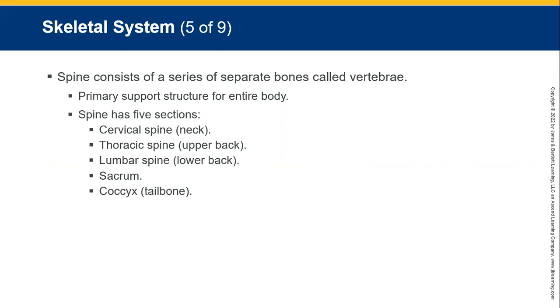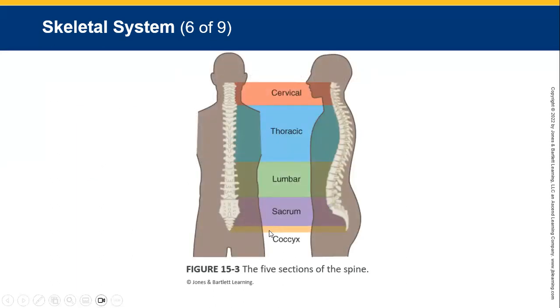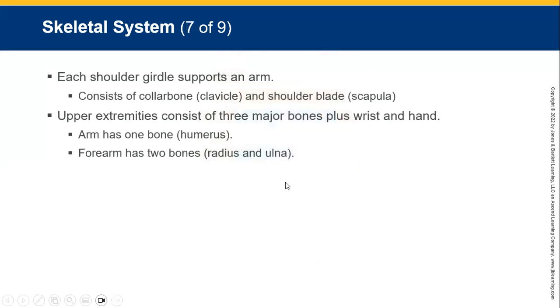The cervical spine, C1 to C7, thoracic spine or upper back, T1 to T12, lumbar spine, L1 to L5, lower back, sacrum are fused, 1 to 5, the coccyx or tailbone is fused, and they're 1 to 4 normally. There's a good picture of it in the alignment. You need to know the order in which they come. Remember, thoracic bones, there's always 12 because there's always 12 ribs. There's 33 in total. Each shoulder girdle supports an arm consisting of a collarbone or clavicle, shoulder blade or scapula.